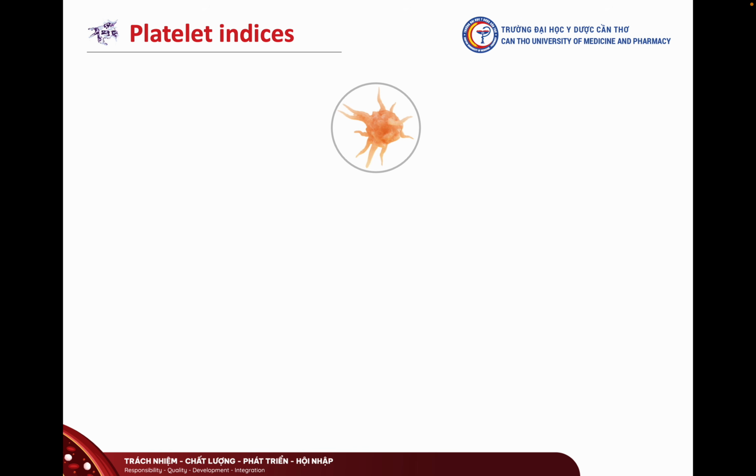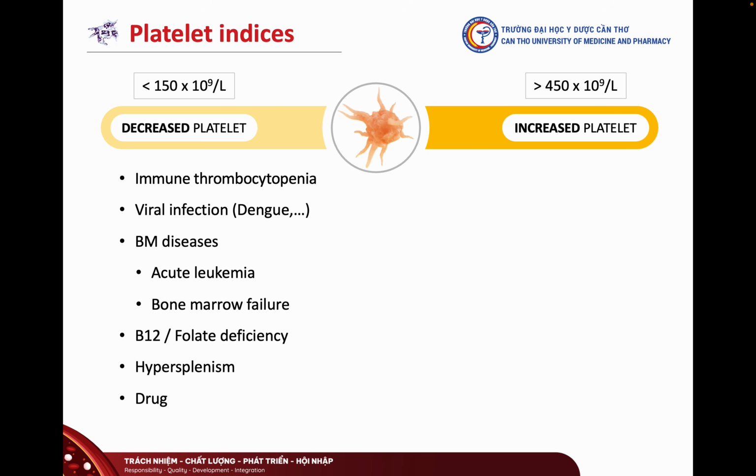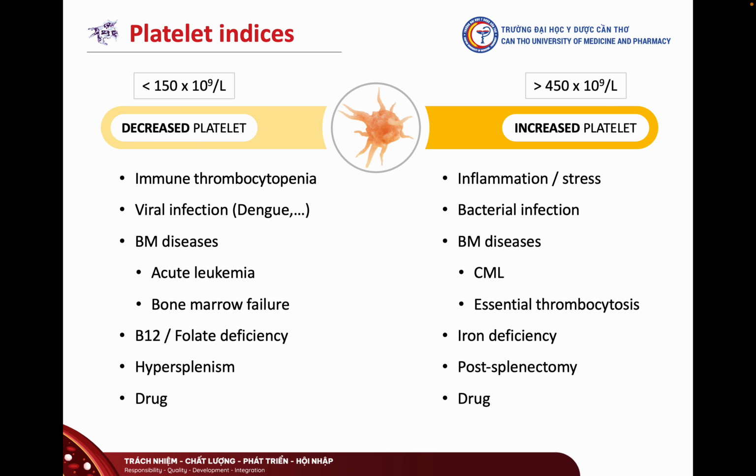Thrombocytopenia, when the platelet count is below 150. Thrombocytosis, when the platelet count is above 450. Let's go over some important causes, especially the ones you should remember for clinical decision making.